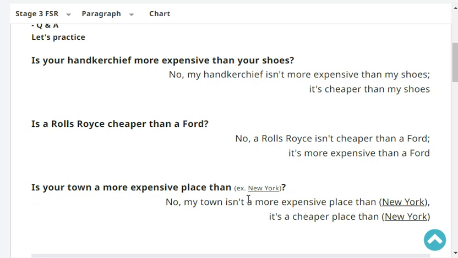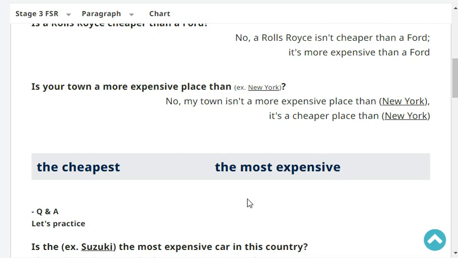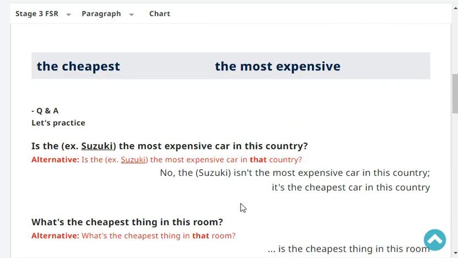Is your town a more expensive place than New York? No, my town isn't a more expensive place than New York. It's a cheaper place than New York. Very good.